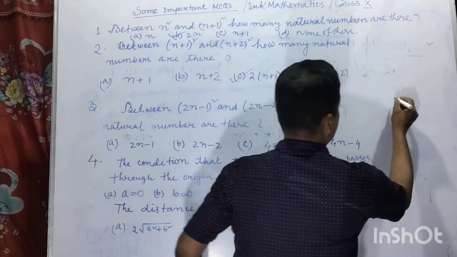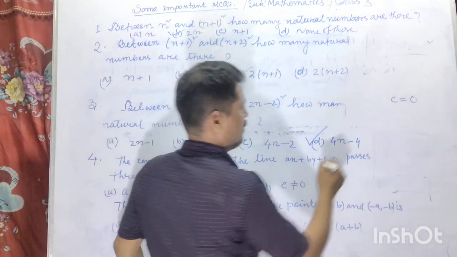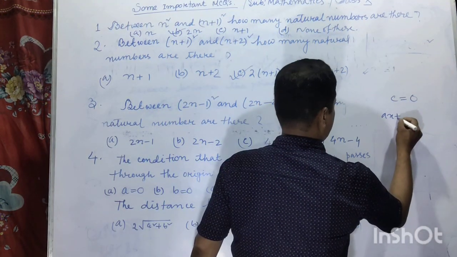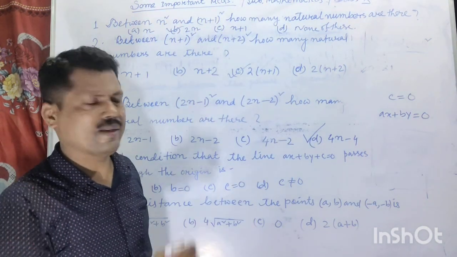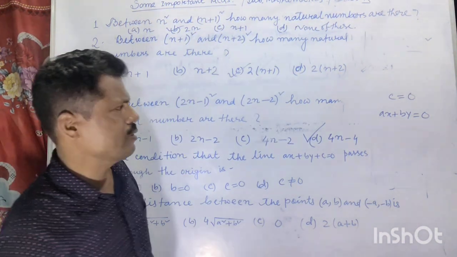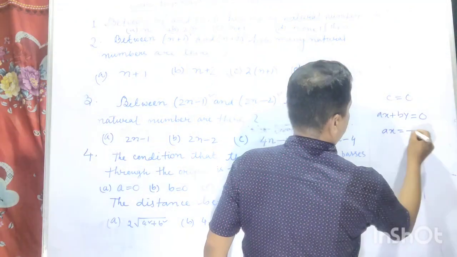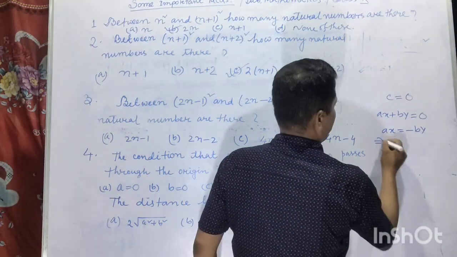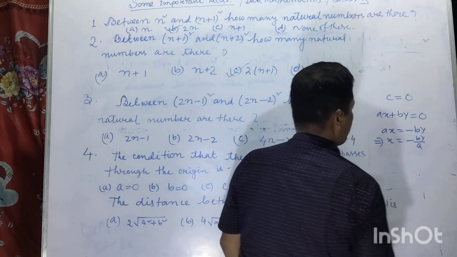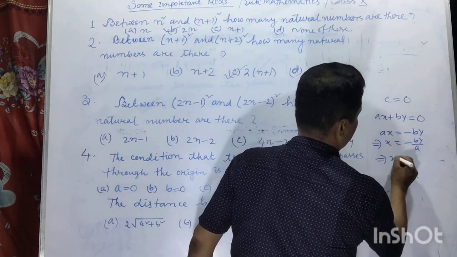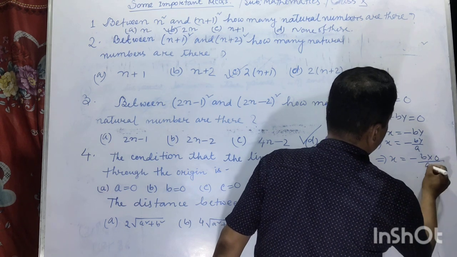If c is equal to 0, then ax plus by is equal to 0. So here ax is equal to minus by, then the x value is equal to what? Minus by by a. If we put the y value as 0, then b into 0 by a, what do we get?